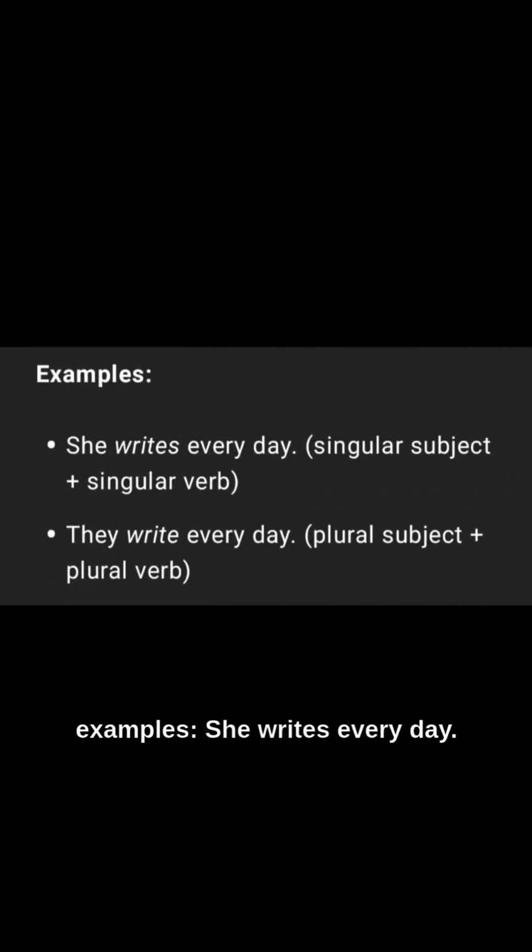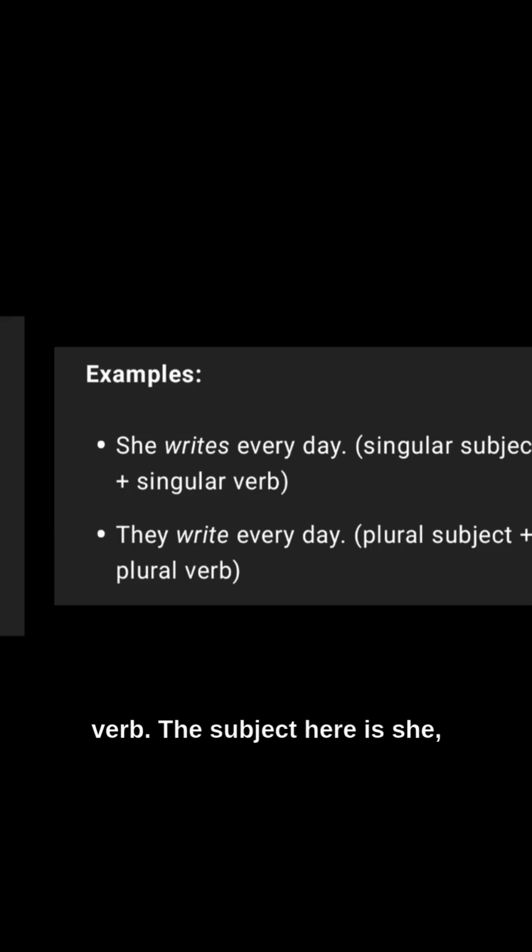Right. Examples. She writes every day. Singular subject going with singular verb. The subject here is she, and that is a singular subject. Now, the verb is singular. The confusion is that you see S attached to the verb writes, right? But that is how singular verbs are, right? Now, the second one, they write every day. Plural subject with plural verb.